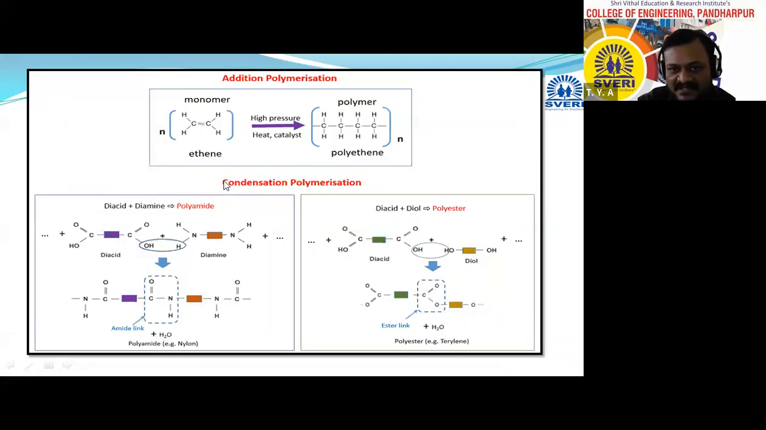Okay, the next type is condensation polymerization. Please refer to this diagram here. This is condensation polymerization. This is one example, and this is the second example of condensation polymerization. From ethene, polyethylene is formed, and already I have explained this. Then in condensation polymerization, what happens? This is the example. This is one monomer. This is diacid monomer.